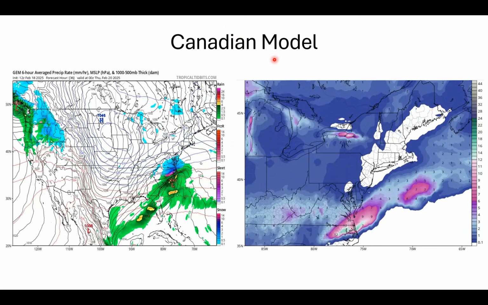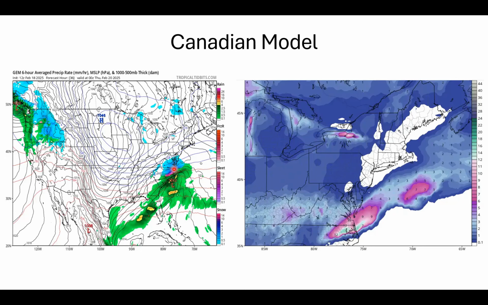Looking at the Canadian model now, very similar placement of the low. Notice how the modeling is coming into much better agreement now within 24 hours out from the storm. It's a 1012 millibar low. The Canadian has the low a little bit closer to the coast, kind of right on that South Carolina, North Carolina state line, just right offshore of that.